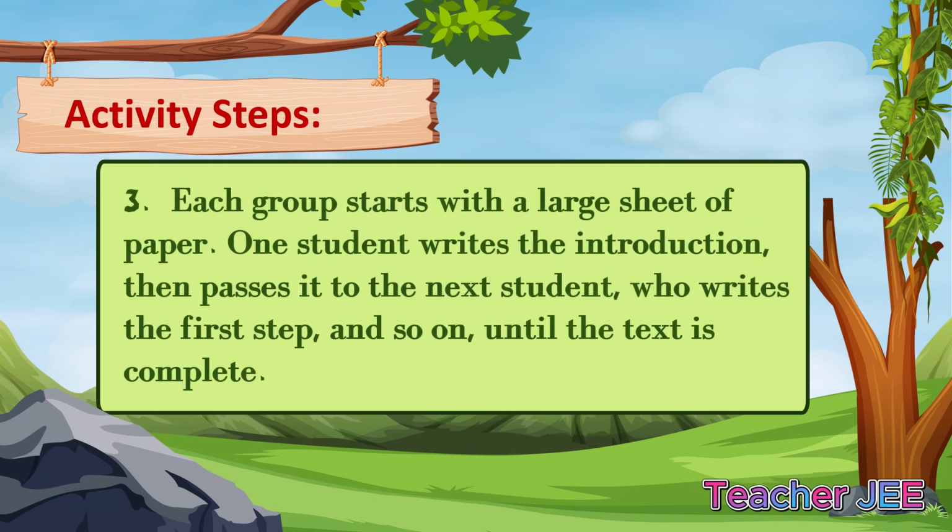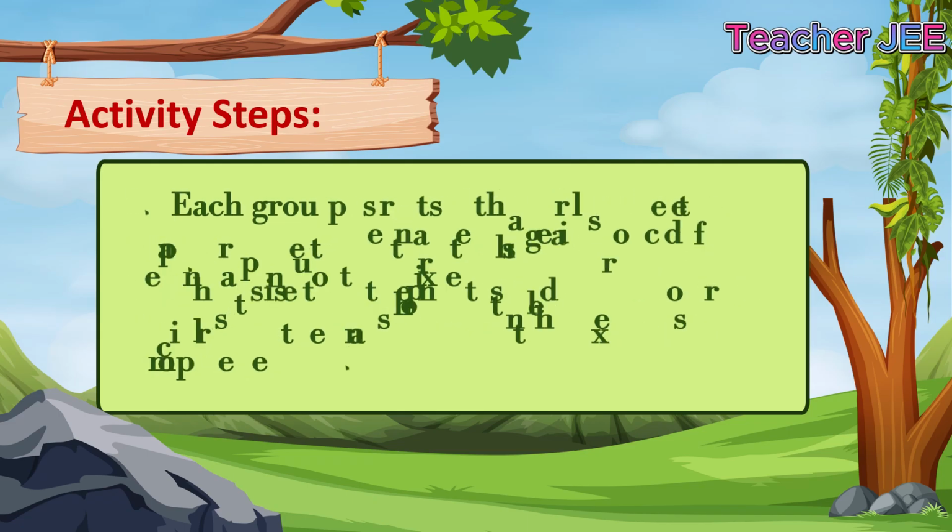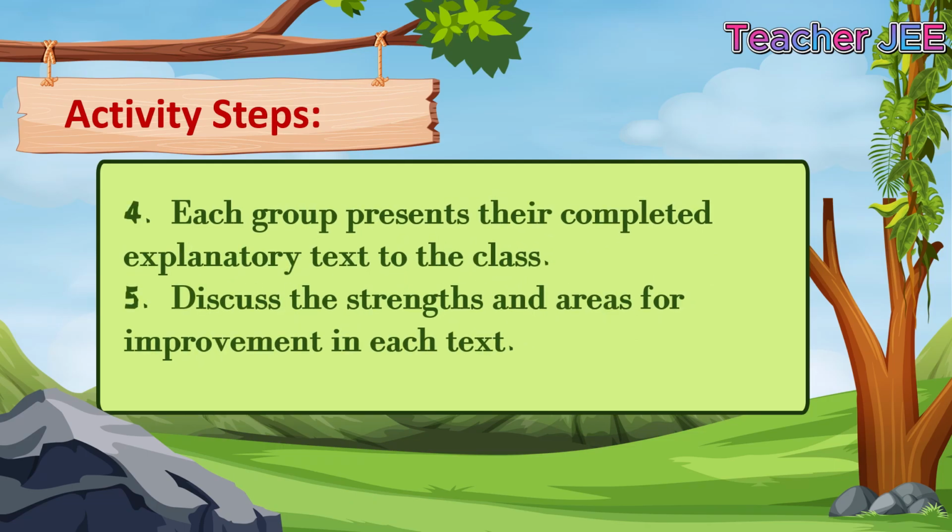Each group starts with a large sheet of paper, and one student writes the introductions, then passes it to the next student, who writes the first step, and so on until the text is complete. Each group presents their completed explanatory text to the class and discusses the strengths and areas for improvement in each text.